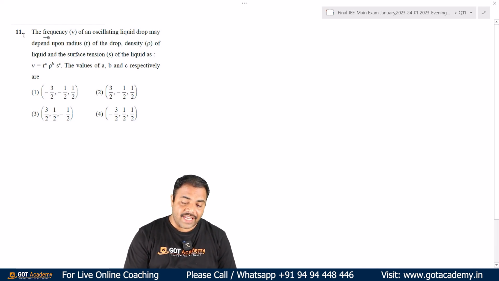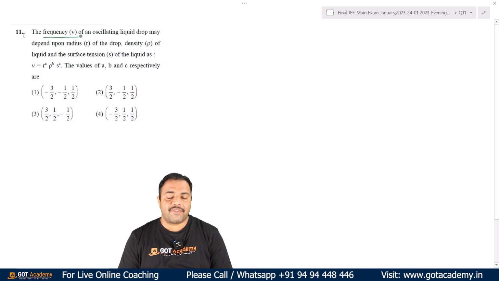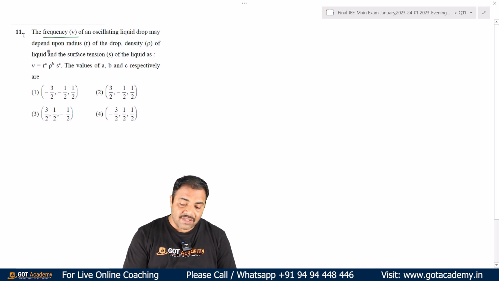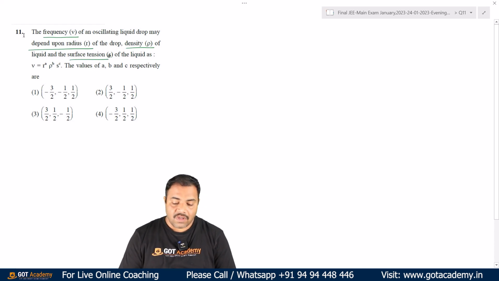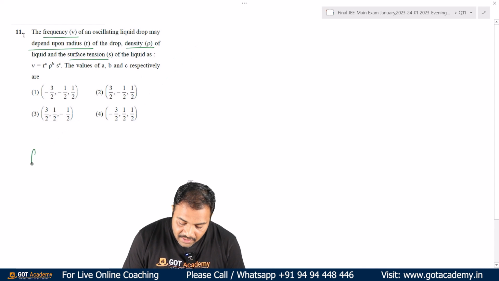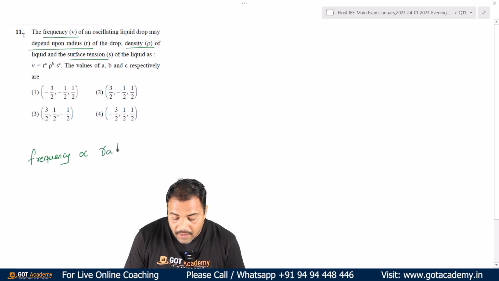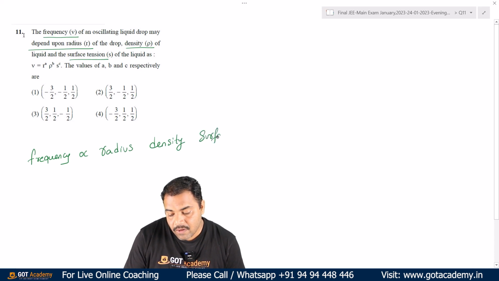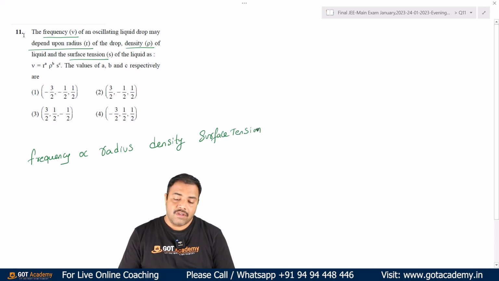It was given that the frequency, denoted by not f, nu, depends on, we have to underline that, radius, density, as well as surface tension. So here I could tell you that this frequency depends on radius, density, surface tension, like this. It is depending on all.